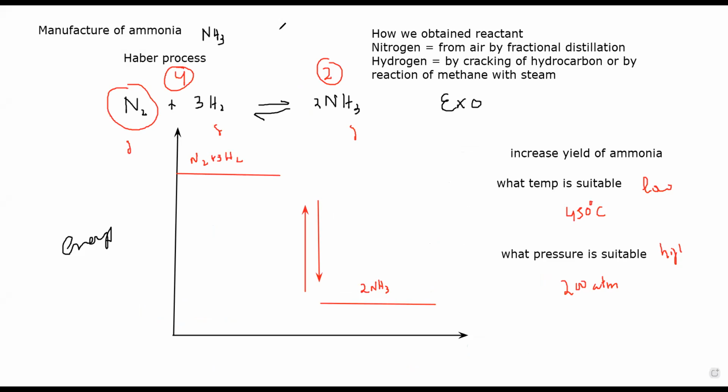If you want to test the ammonia gas, there are two ways to test it. Test number one: we can take a damp red litmus paper, and what we will observe is that it will turn blue.